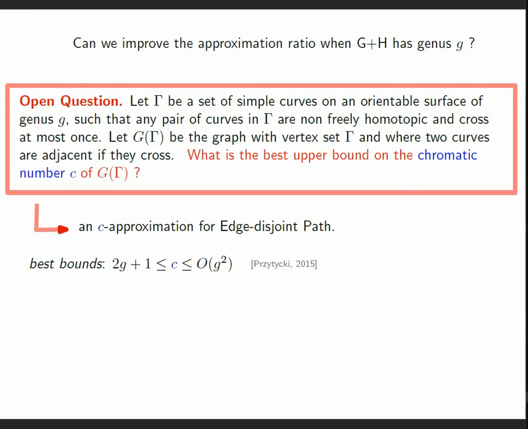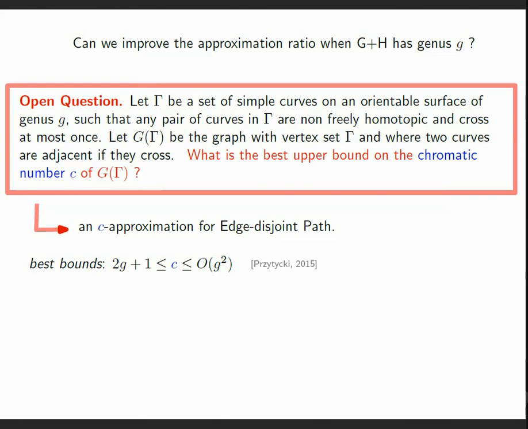Let gamma be a set of simple curves on an orientable surface of genus g, such that any pair of curves in gamma are non-freely homotopic and cross at most once. Let G of gamma be the graph with vertex set gamma, and where two curves are adjacent if they cross. What is the best upper bound on the chromatic number of G of gamma? Any improvement on that question will immediately imply an improved approximation ratio for the maximum edge disjoint path and maximum integral multi-commodity flow problem when G plus H has genus g.